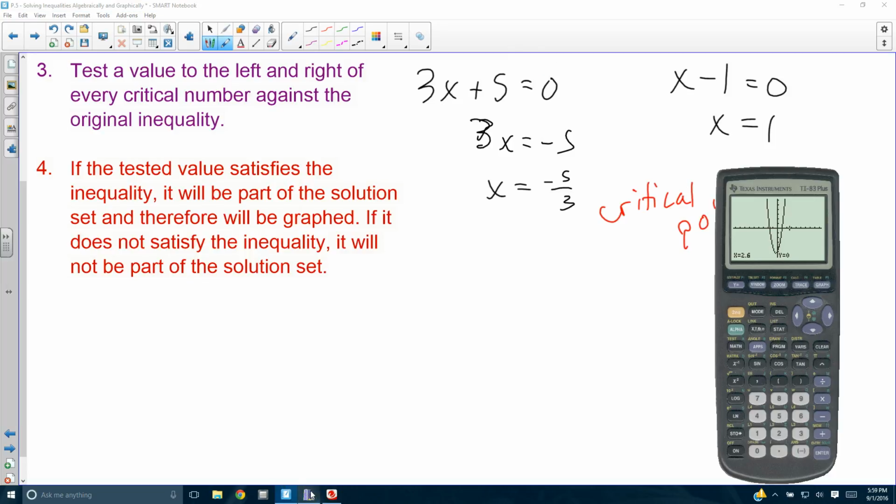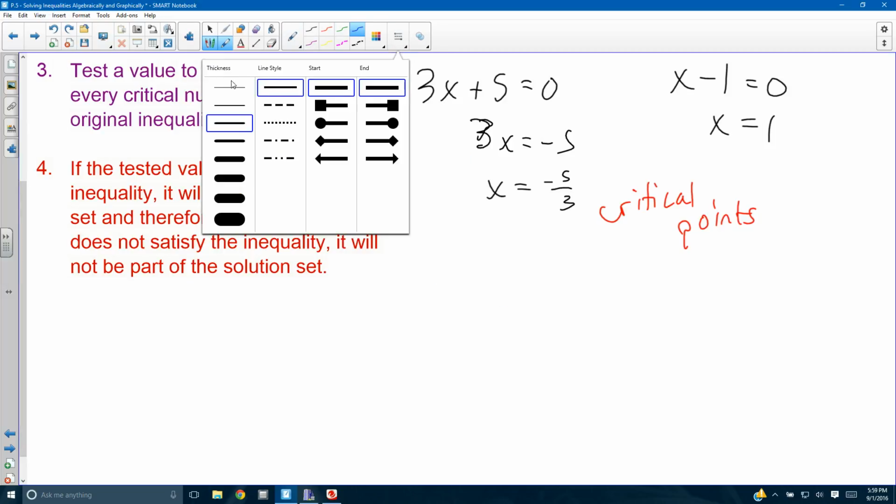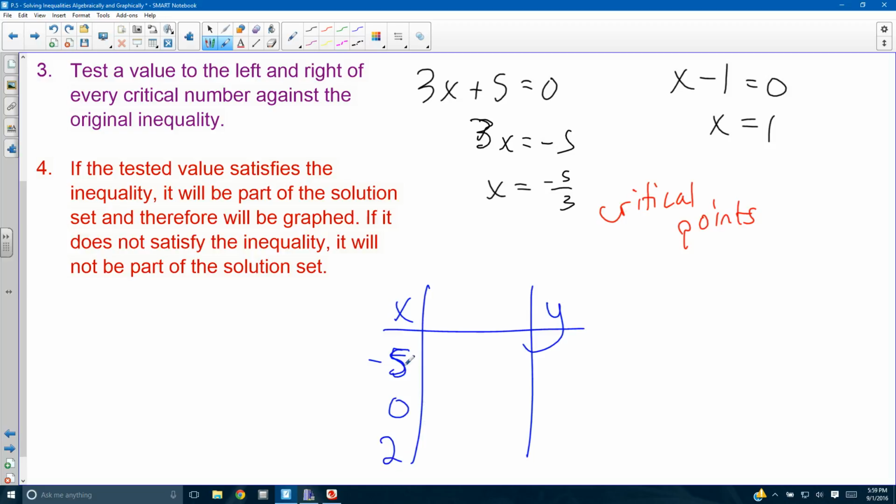So let's try it. Explaining it through the answer sometimes helps you work out the rest of them. So we know our critical values there. So let's test some numbers. I'll do the work inside here. Well, I'll try -5, and 0, and 2. -5 is to the left of this critical point. 0 is in between these two critical points. And 2 is to the right of this critical point.